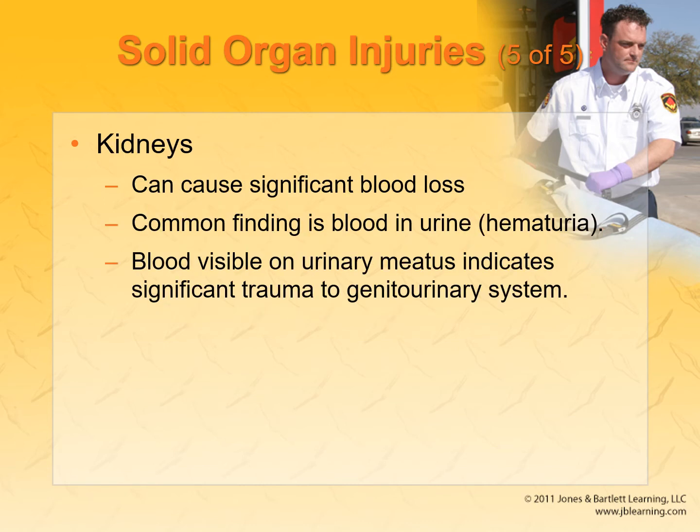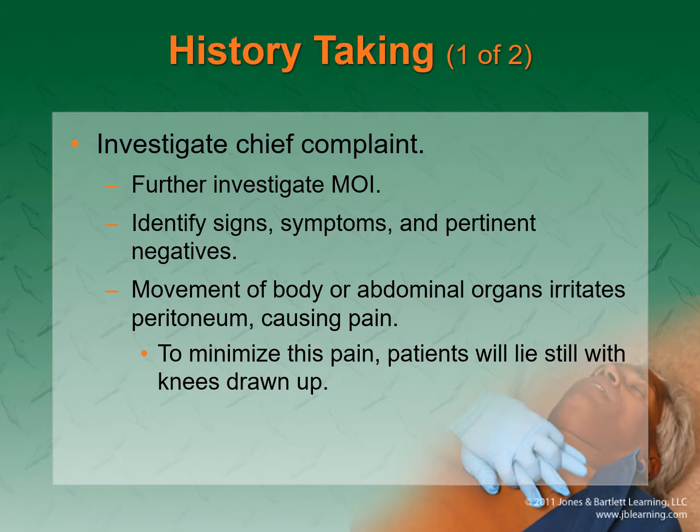Kidneys. Yes, you can have a lot of blood loss to your kidneys. A common finding is blood in the urine. There are a few different things that can cause that. Like boxers, they always go for those body hits, and even just some light trauma on the outside of the body can cause blood in the urine.